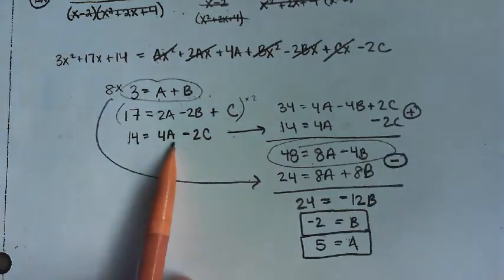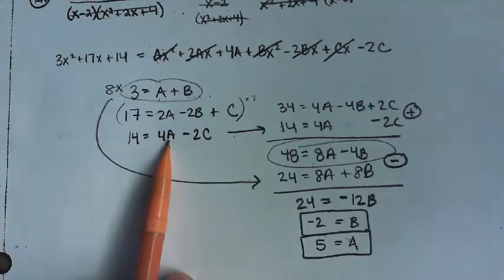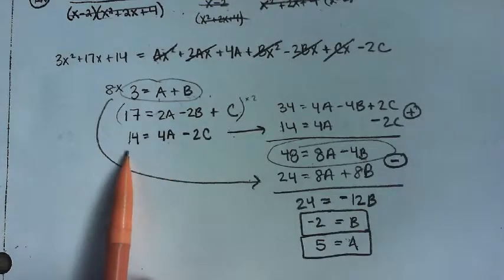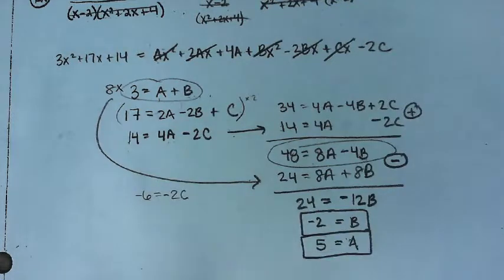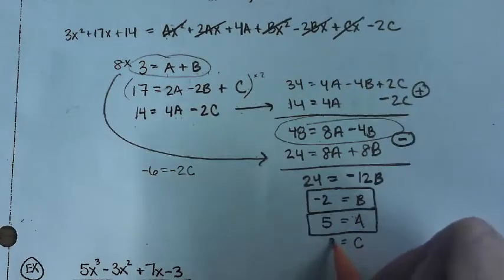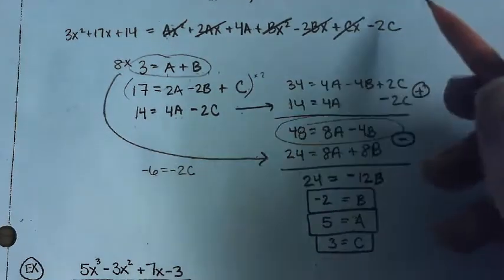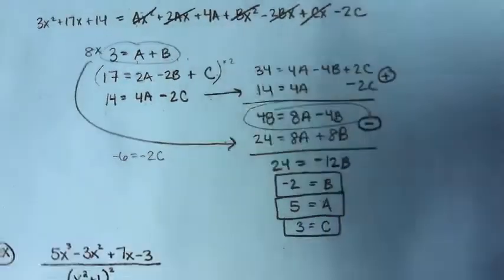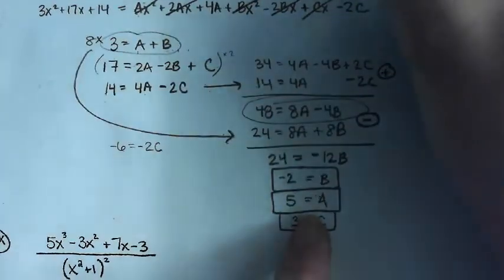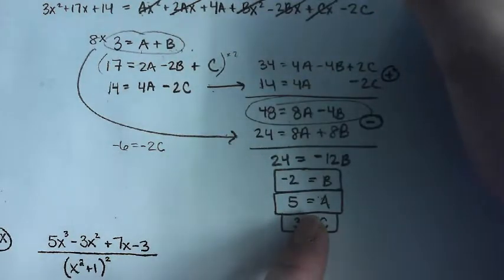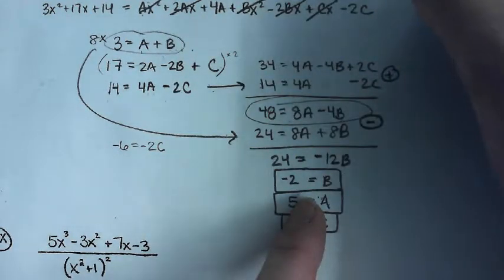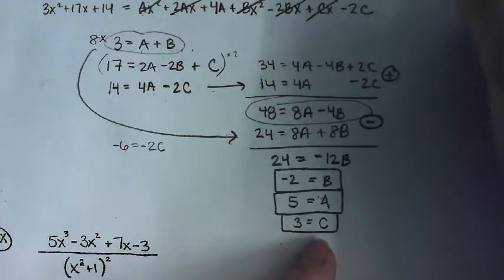And then if we know a is 5, 4 times 5 is 20. Subtract your 20 over, you'll get negative 6 equals negative 2c. So c equals 3. And then your actual answer will be 5 over x minus 2 plus negative 2x plus 3 over your quadratic.